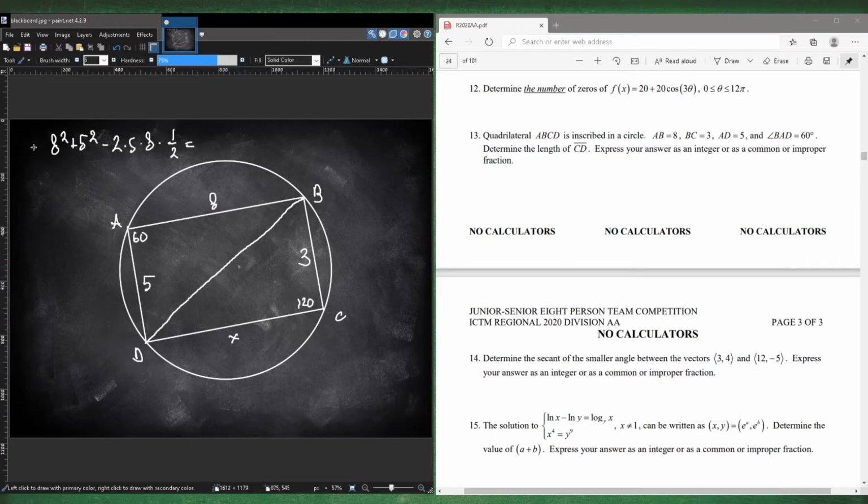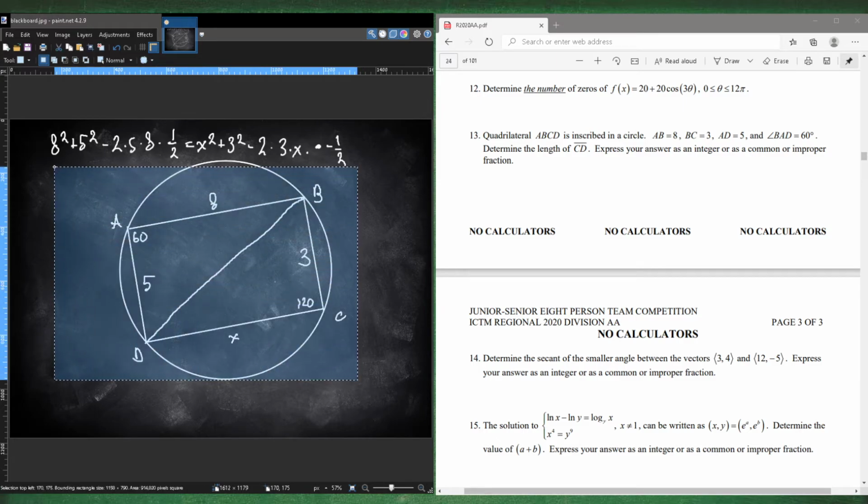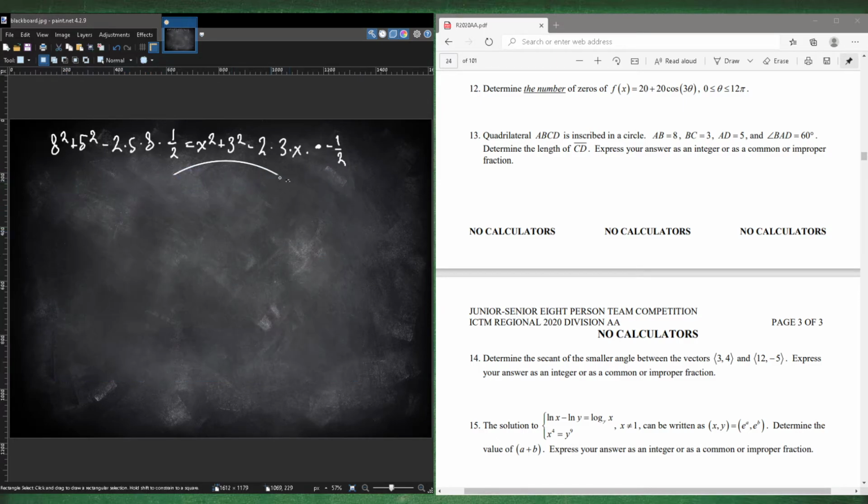And this length squared is also equal to x squared plus 3 squared minus 2 times 3 times x times cosine of 120. And cosine of 120 is negative 1/2. So we have that. So we don't need this diagram anymore because they're equal to the same length. So they should be equal to the square of the same length. So now we just need to figure out this value for x.